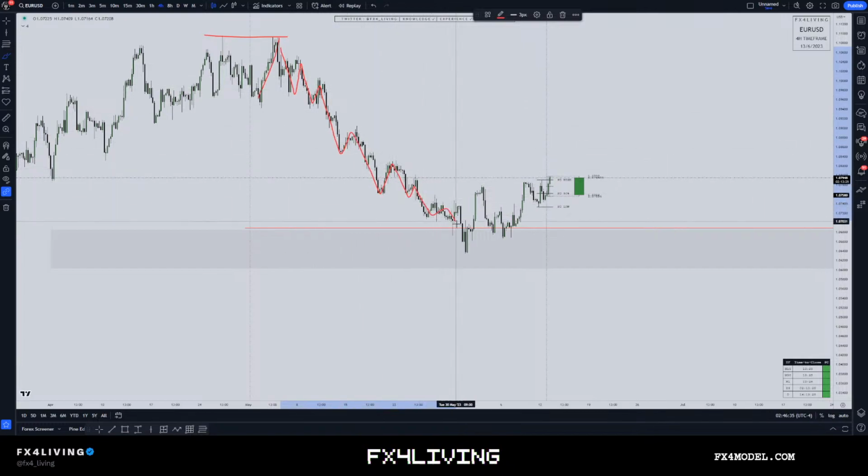Here we can see this is a change of character. This is a change of character. This is an energetic move that we want to see. Oh, I just deleted everything. Perfect. So this is your structure.